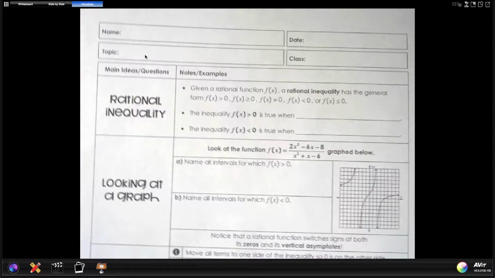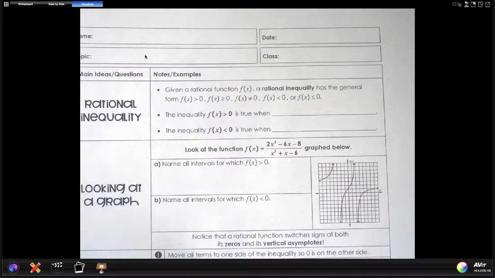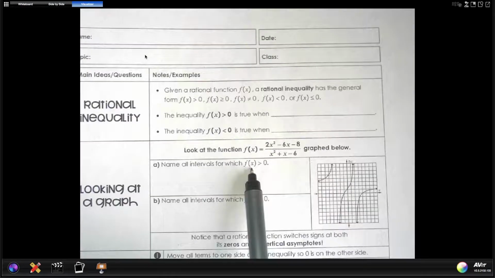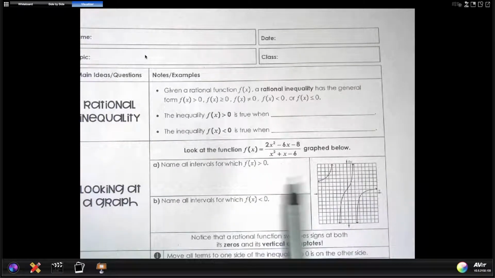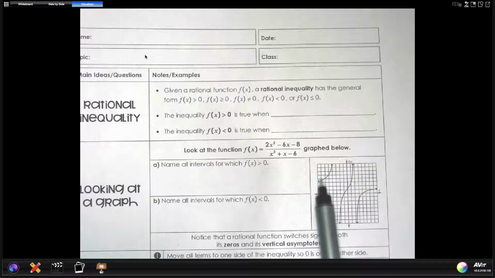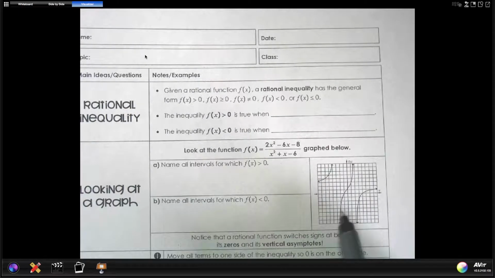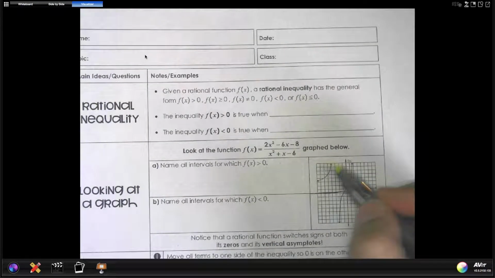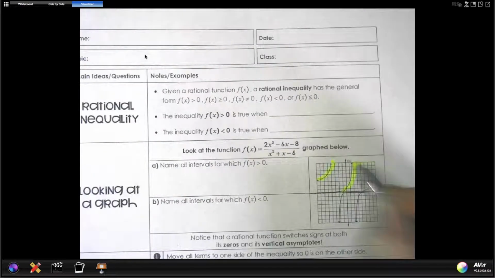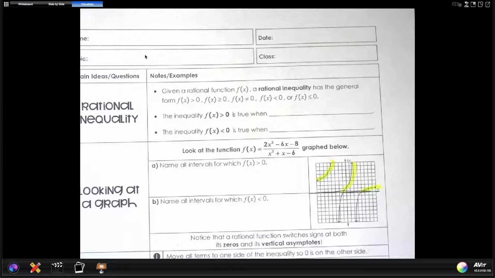Now, I want to show you what it looks like when you're looking at a graph. When you have a rational expression like this and you graph it, this is the graph that you have. So if you're looking for intervals when f of x, whenever you see f of x, that means basically the graph. So you're looking when the graph, the domain, the intervals, where it's greater than 0. If I'm looking when it's greater than 0, 0 is right here. So where the graph is above 0 is here, here, and here. So I'm asking for the intervals, I'm looking at the x-axis.